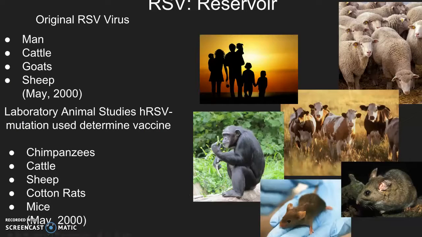So the RSV virus can be manifest in many different reservoirs. The original RSV virus can be manifest in man, cattle, goats, and sheep. However, there's been a mutation to the RSV virus used in a laboratory setting, and so we included it here just to help you see that it can also affect these other animals, that they can also show signs and symptoms of the disease. In addition to using cattle and sheep to determine a vaccine, they've also used cotton rats, chimpanzees, and mice, just as a way to determine different cures for the disease.